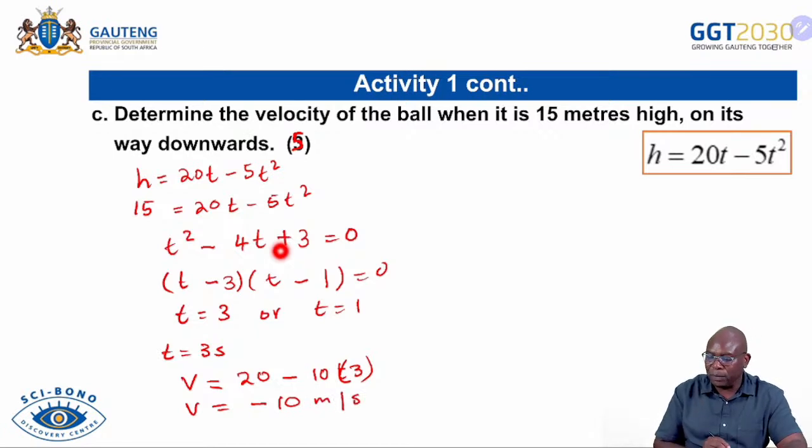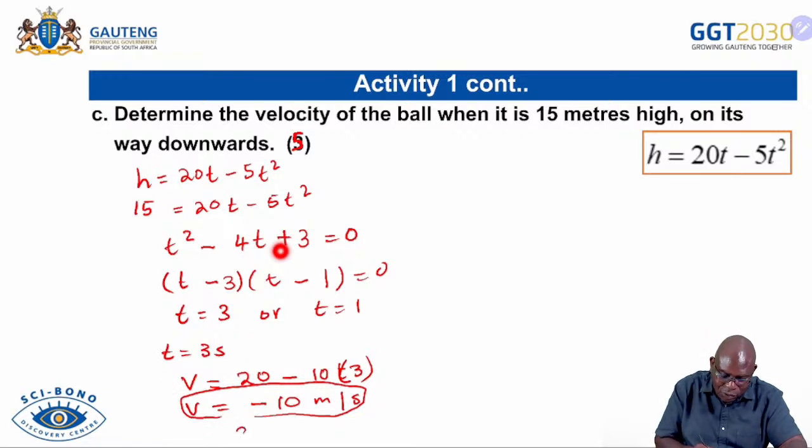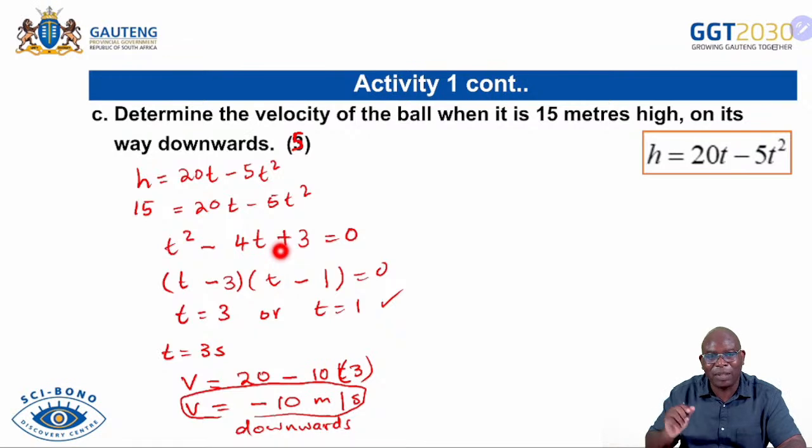But then what does that mean? It means that when the velocity is negative, it means that it's going downwards. At the height, it was at 1, and it's going downwards now. After 3 seconds, then it's going downwards. At 1 second, it was at 15, and at 3 seconds, it was going downwards because it was negative 10. Right. Bit of a challenge there.